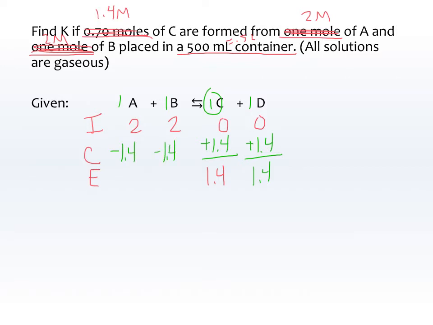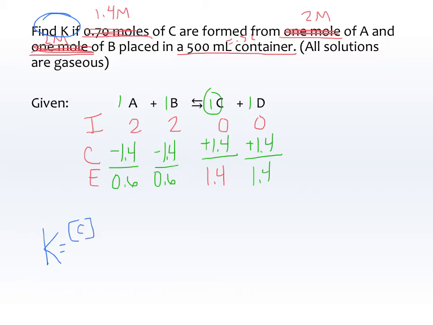Within the change column, they're all related to the balanced equation, and the reactants are always going to be negative, and the products are always going to be positive. So 2 minus 1.4 is 0.6, and 2 minus 1.4 is 0.6. I'd be totally done if they were asking for the equilibrium concentrations, but in this case they're asking us to find K. So now we need that equilibrium constant expression, or the K equals expression.